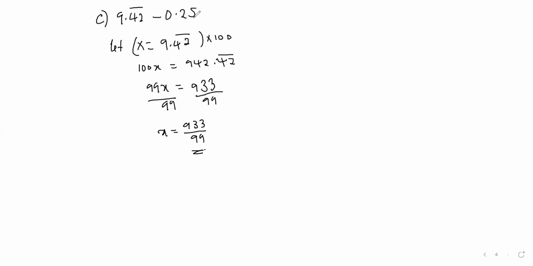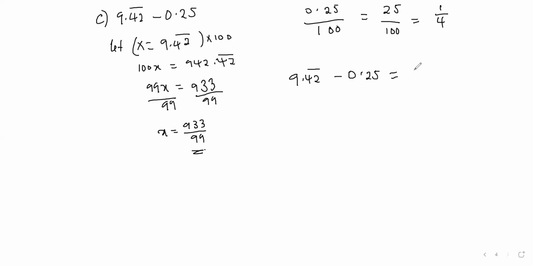Then we go to the other one, 0.25. Okay, this one is easy. I just put a 1 where there's a decimal and 0 the other side, so that I have 25 over 100 as a fraction. I can simplify by 5 up there. In fact, 25 into 100 is 4. So what I have now is 9.42 bar minus 0.25 is equal to 933 over 99 minus 1 over 4.